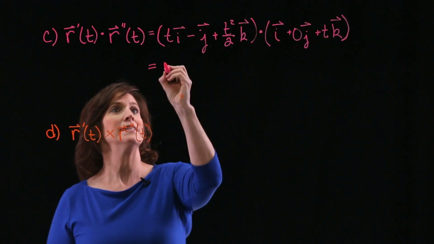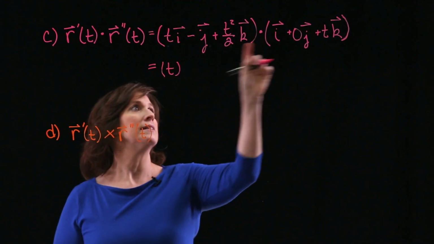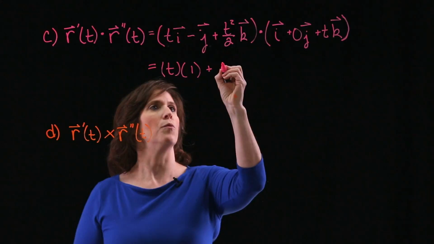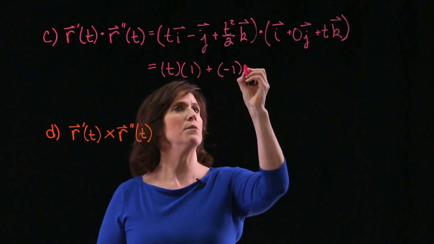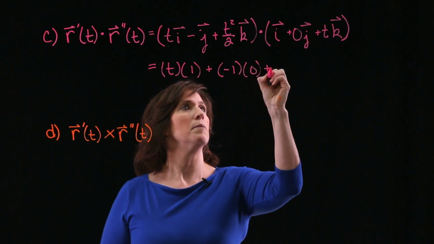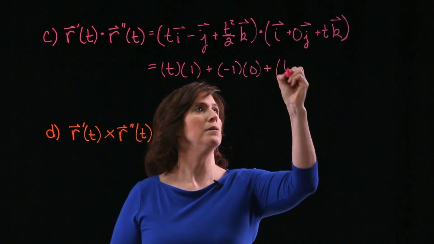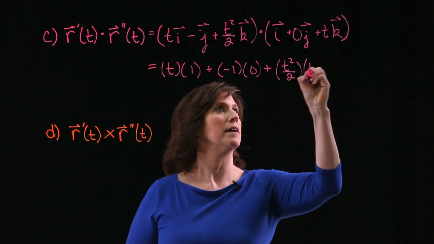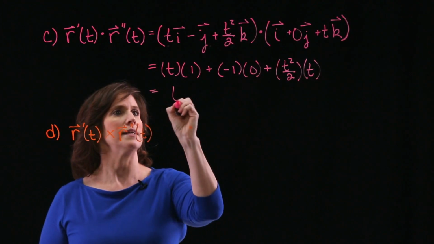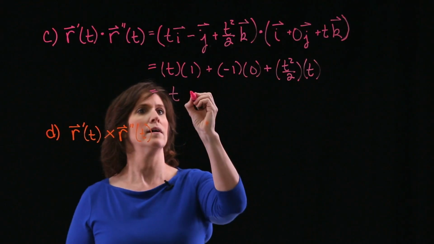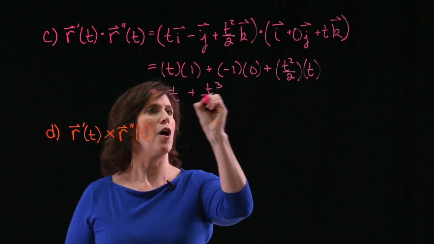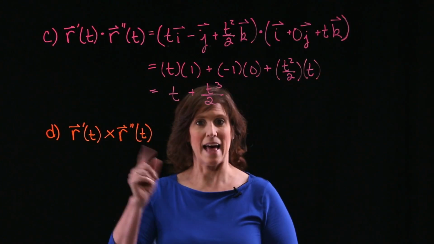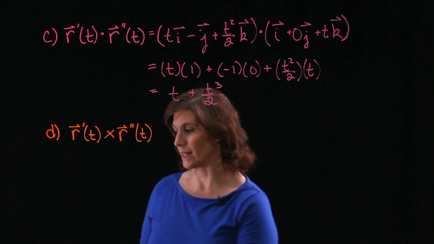So I'm going to have t times 1 plus a -1 times 0 plus t squared over 2 times t. So my dot product is t plus 0 plus t cubed all over 2. Okay, the last part. We're going to do a cross product this time.